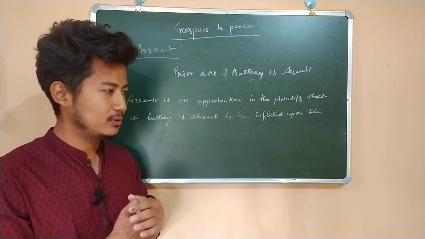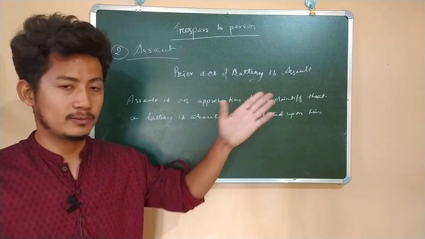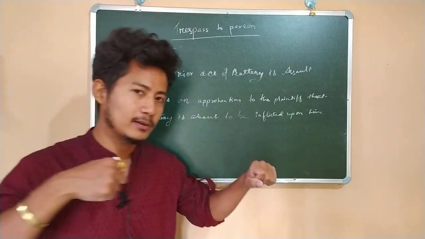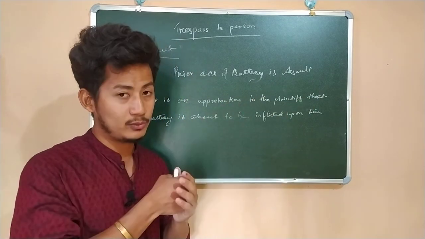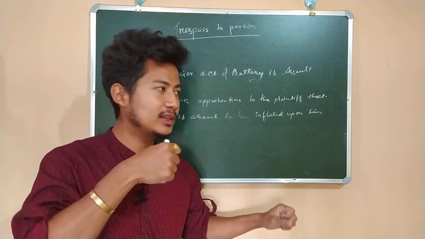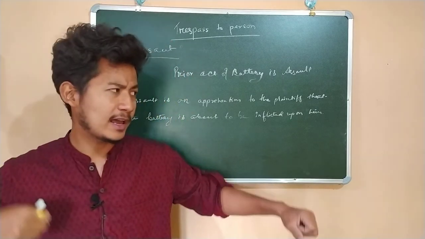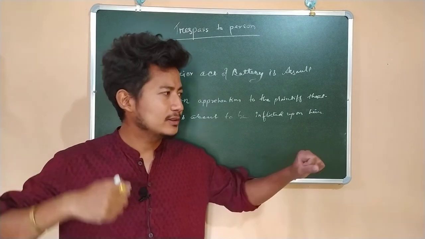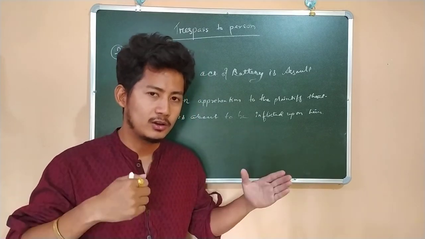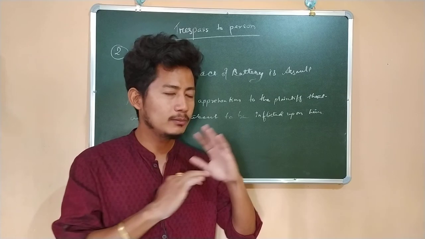Let's suppose a person is coming from another way, and he comes like this with a fist, and he is supposed to hit me. But before hitting, like he was doing this, like, I'll hit you now. So that is what? That is an assault. But the moment he touched me, that will become battery.